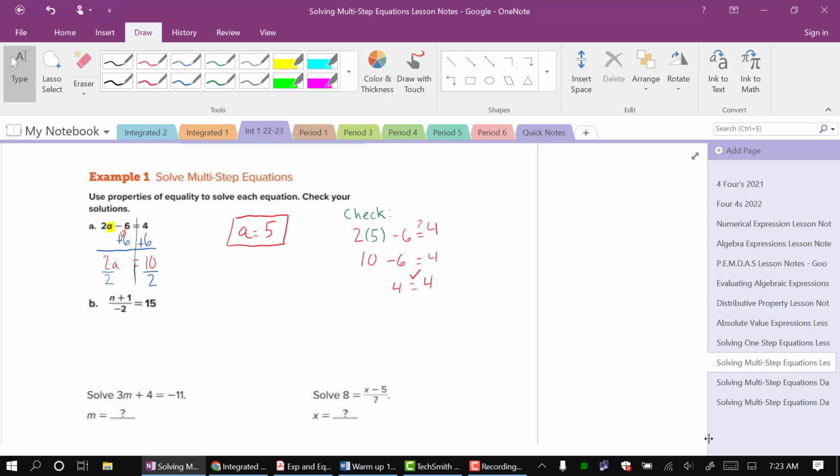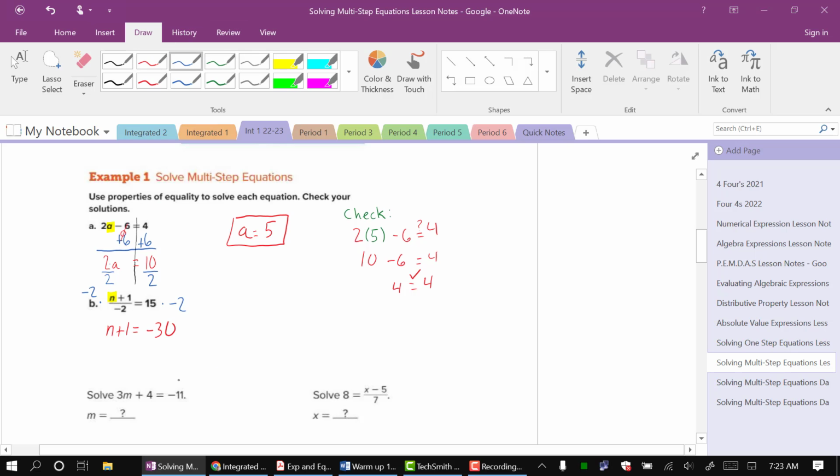Let's take a look at B. So B, the first thing that's happening to my variable n is it's being added by 1, and then it's being divided by negative 2. So I'm going to undo the division by negative 2 by multiplying both sides by negative 2. When I do that on the left, I have a negative 2 in the numerator and a negative 2 in the denominator. Those just become 1, leaving me with n plus 1 equals 15 times negative 2, which is negative 30.